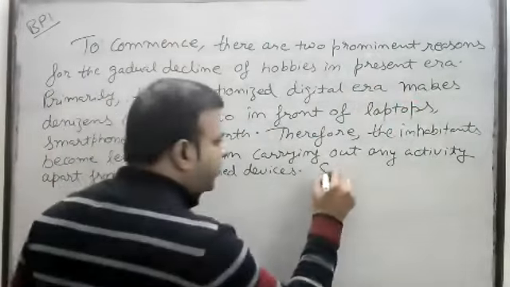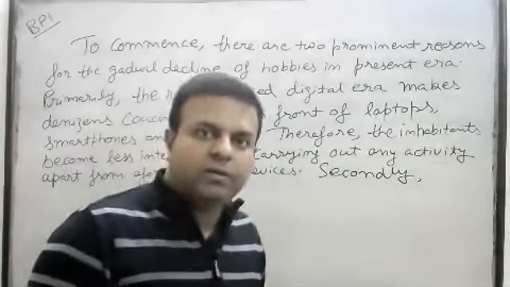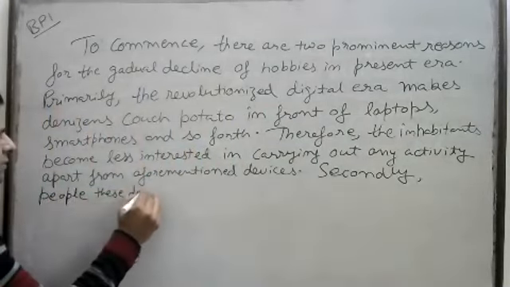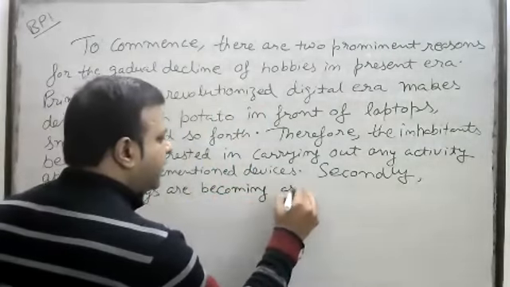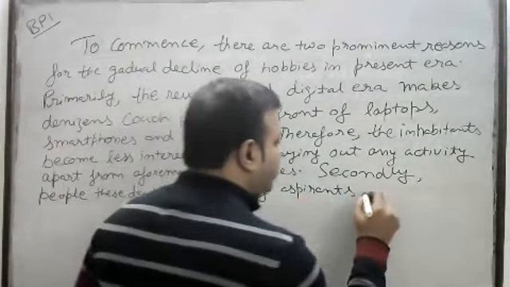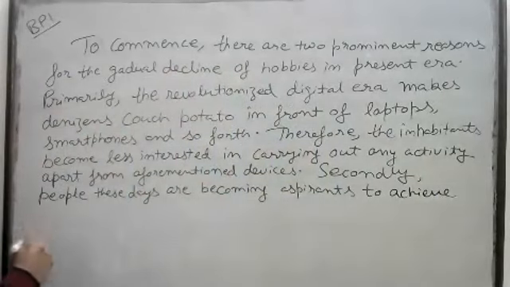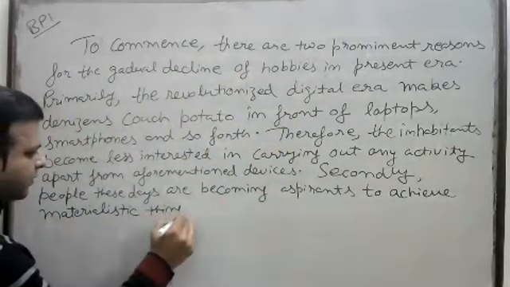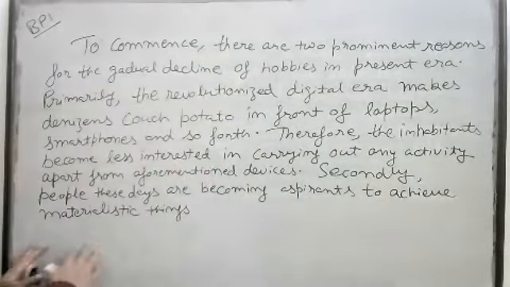Now, another point, secondly. Now we need to talk about work, right? So let's talk about it. Secondly, people these days are becoming aspirants. Aspirants means that obviously they want to achieve something, right? Aspirants to achieve what? Materialistic prosperity we talked about in the introduction. Let's say to achieve materialistic things, right? So secondly, people these days are becoming aspirants to achieve materialistic things.